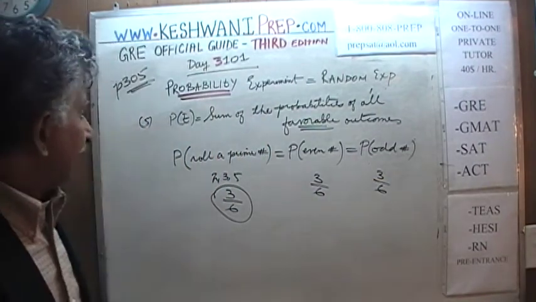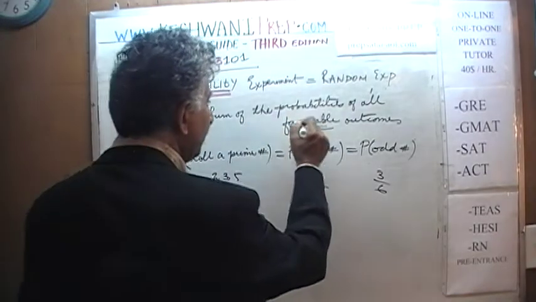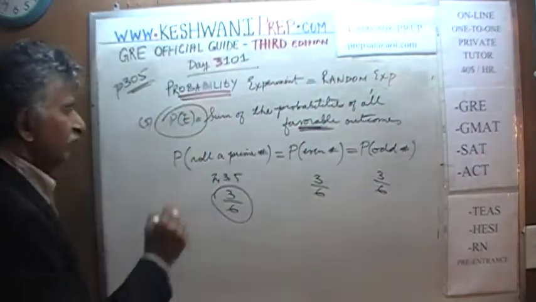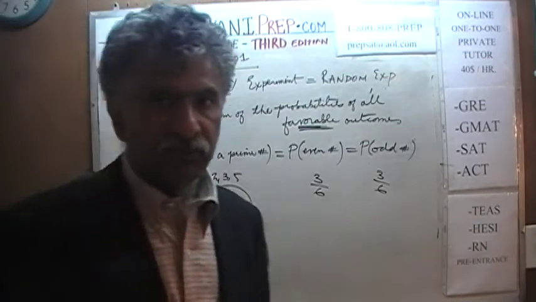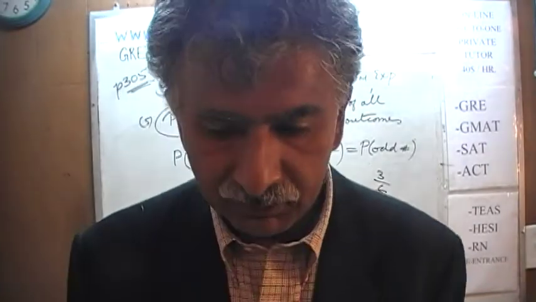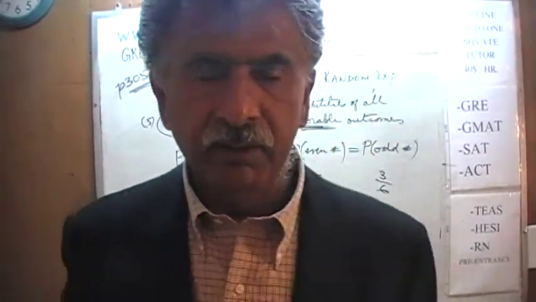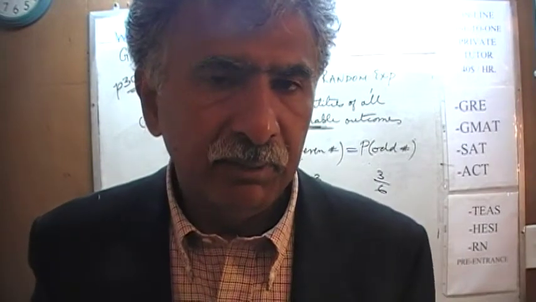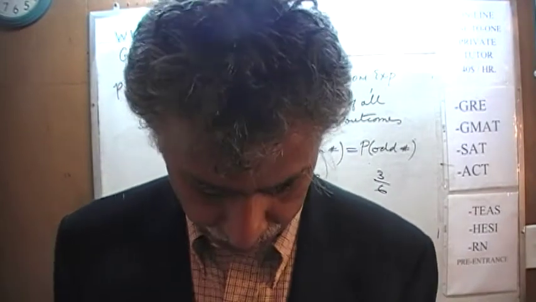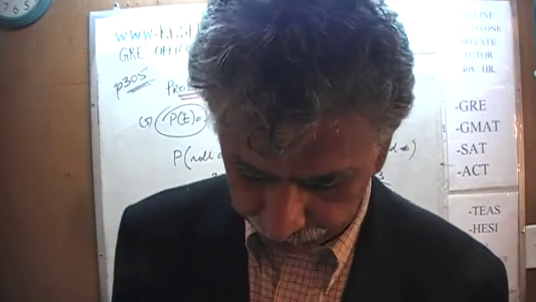So the sum of the probability of all the favorable outcomes represents the probability of event E, because event E here is either that we roll a prime number, or an even number, or an odd number, or it could be any event. You understand?